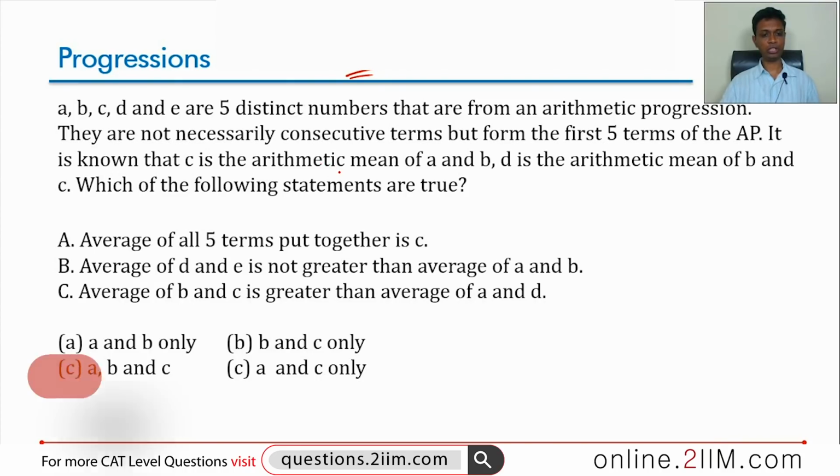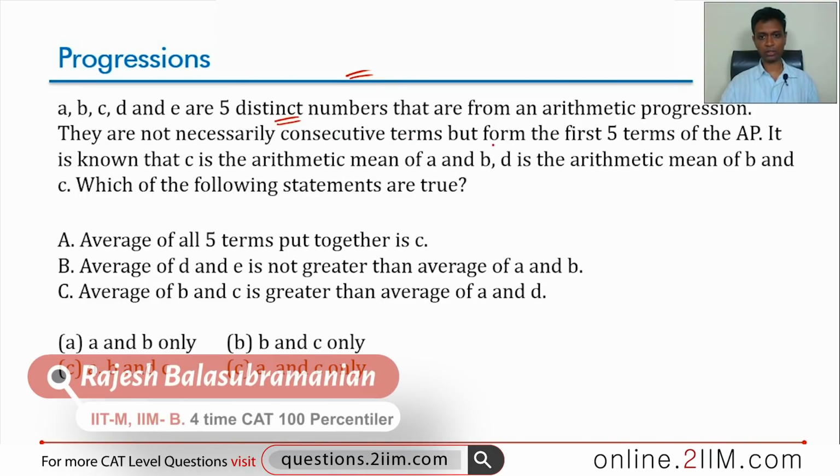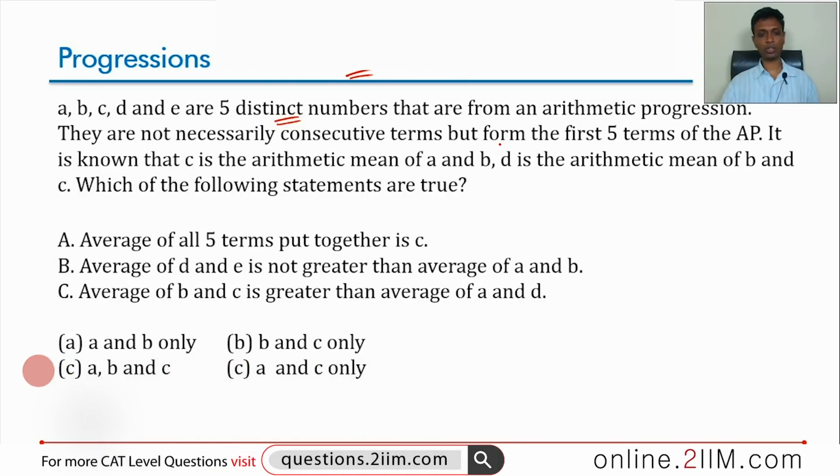A, B, C, D and E are 5 distinct numbers from an arithmetic progression. They are not necessarily consecutive terms, but form the first 5 terms of the AP, though not necessarily in that order. It is known that C is the arithmetic mean of A and B. D is the arithmetic mean of B and C. Which of the following statements are true?